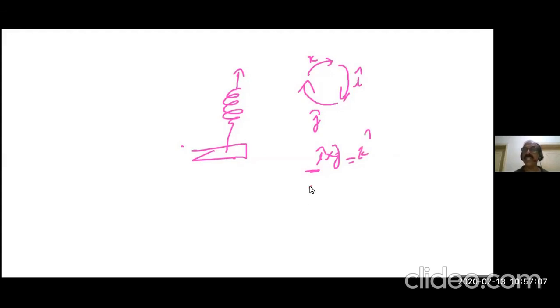Now, J cross I. Reverse, you see. Turn reverse. It will come out, right? So J cross I is minus K. Reverse will come. Do you understand?